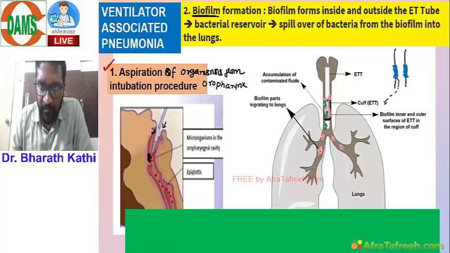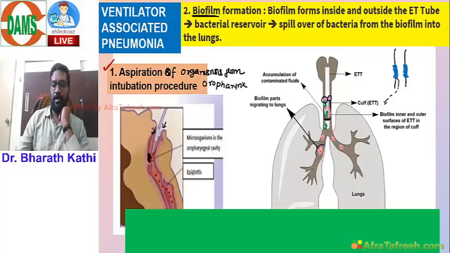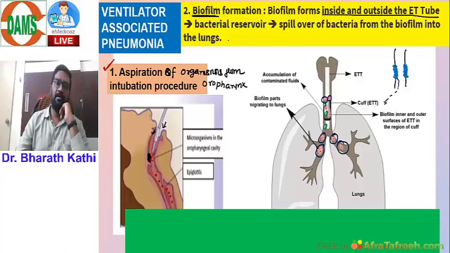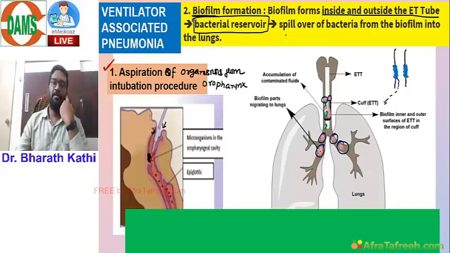You can see this is the biofilm. So all of this is the biofilm, and from the biofilm, time to time organisms can spill into the lung. Biofilm can form inside and outside of the endotracheal tube, and this biofilm can serve as a bacterial reservoir. This biofilm will be containing so many bacteria, and time to time they can spill into the lungs. So: spillover of bacteria from the biofilm into the lungs.